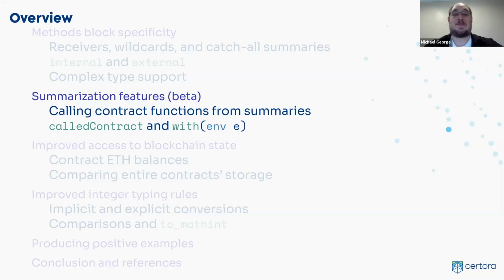Okay, let's move on. There's a lot of features to cover. So now I want to shift gears from the syntax and just how you write down methods block entries to some of the new features that we've added. The next features I'm going to talk about are both in beta. They'll be available in the next release, or you can download the beta client if you want to use them now. And these are ways to get more information to function summaries so that you can write more general and more flexible summaries.